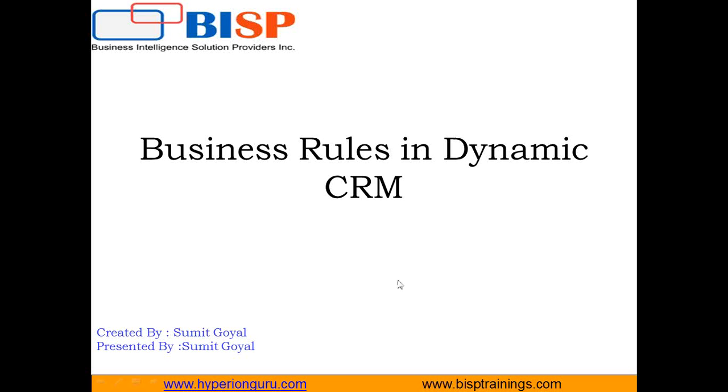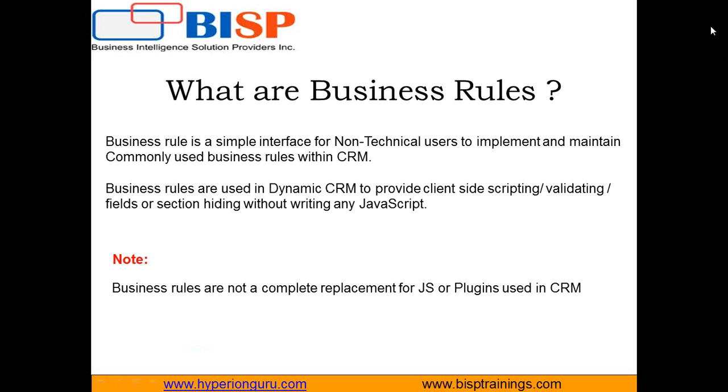So what a business rule basically is, is a simple interface for non-technical users to implement and maintain commonly used business rules within CRM. I'm not saying that business rules are only for non-technical users; they can also be used by technical people to make life simpler. Business rules are used in Dynamics CRM to provide client-side scripting, validating fields or section headings, without writing any JavaScript code.